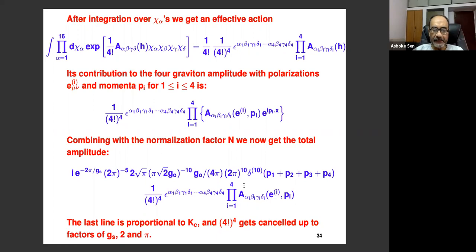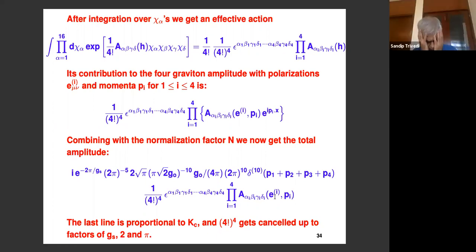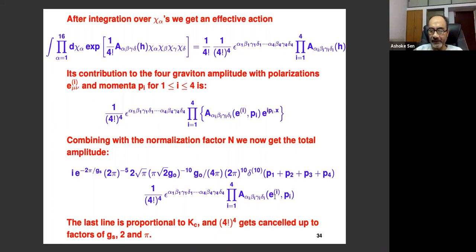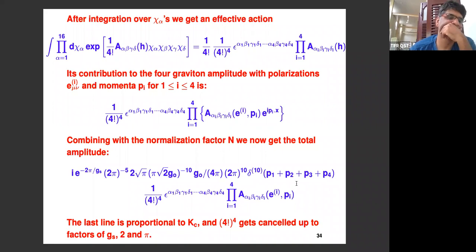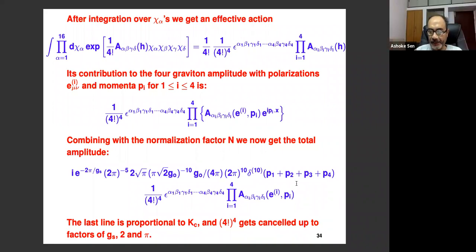The way this comes about is that each A is characterized by some polarization and some momentum. So there is a gamma mu nu tau, gamma rho sigma tau contraction. Gamma mu nu rho has indices alpha beta, and the other one has indices gamma delta.